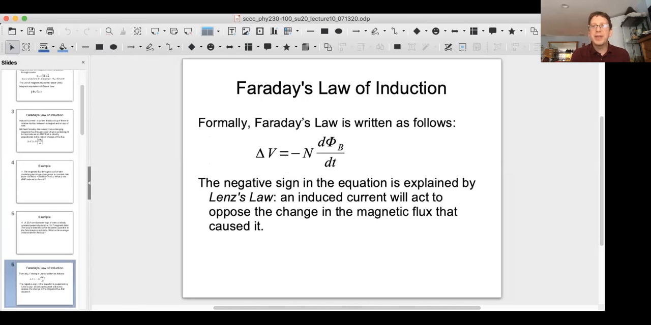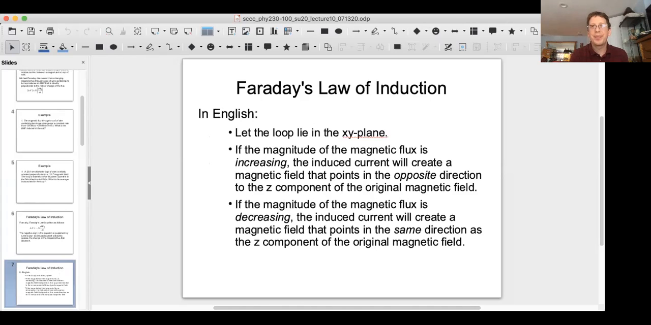And so those were working with the magnitude. With direction, you need to include a negative sign. And what the negative sign means is that the induced voltage will oppose whatever change in the magnetic flux caused it. So let's let the loop lie in the XY plane. If the magnetic flux is increasing, the induced current will create a magnetic field that points opposite to the Z component of the original magnetic field. If the magnitude of the magnetic flux is decreasing, the induced current will create a magnetic field that points in the same direction as the Z component of the original magnetic field.